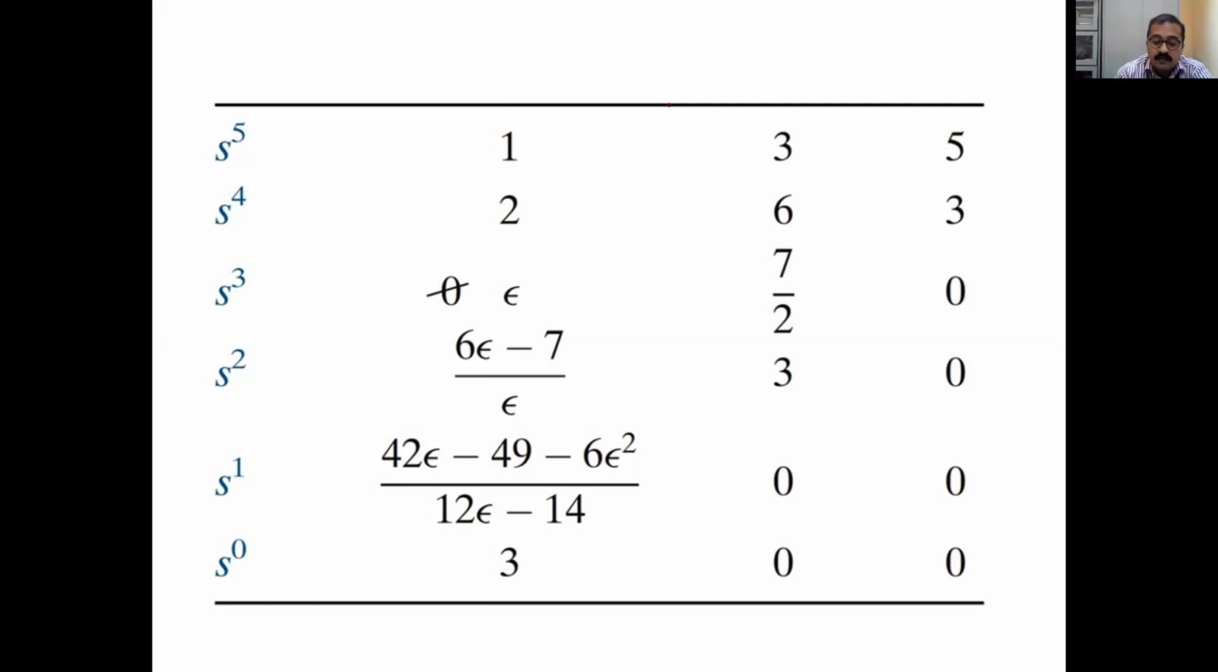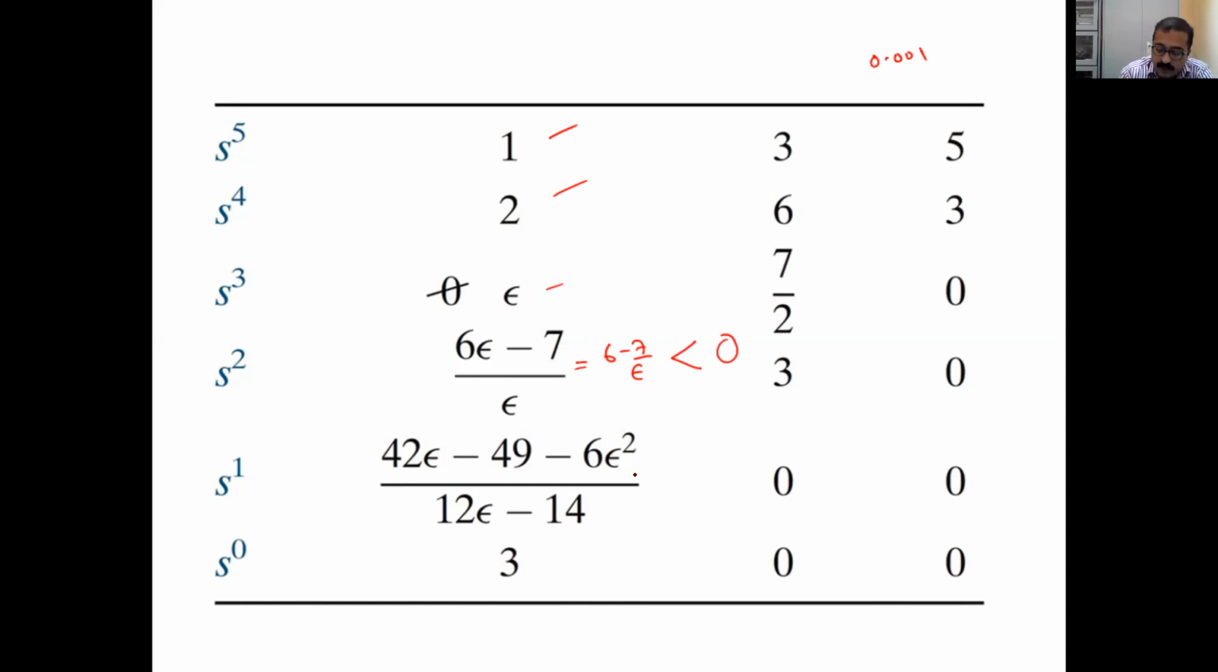Right. Now what next? Just look at the first column. 1 is positive, 2 is positive. So suppose epsilon is a very small positive number, say for example 0.001. Then epsilon is also positive. So what happens to this? This becomes 6 minus 7 by epsilon. Epsilon is a very small number, which means this number effectively will be less than 0. That means it is negative.